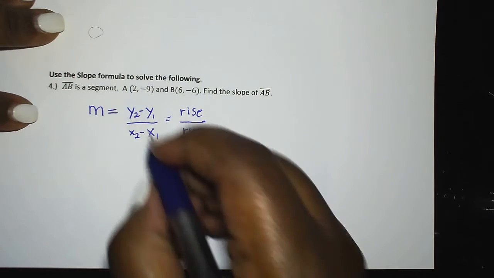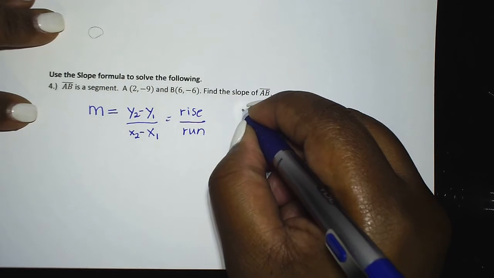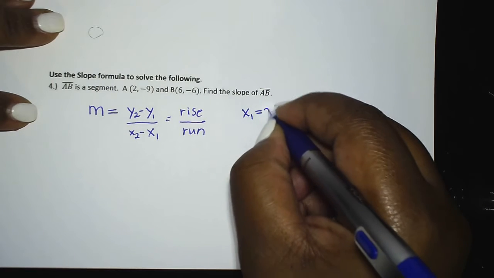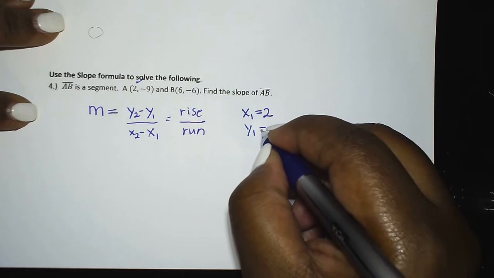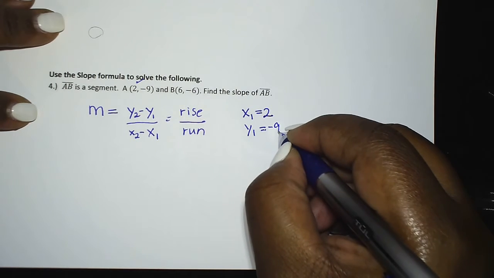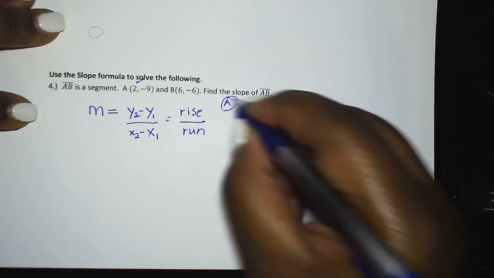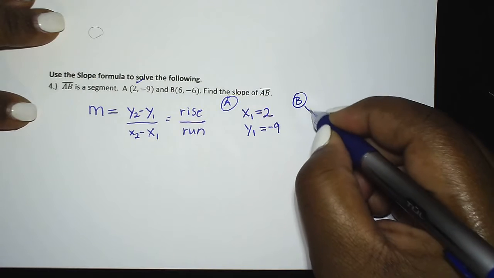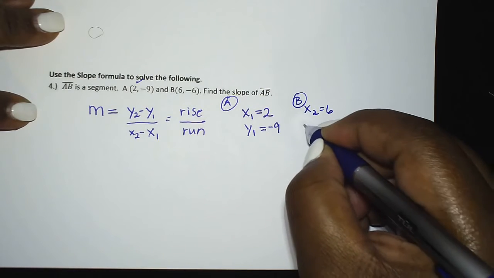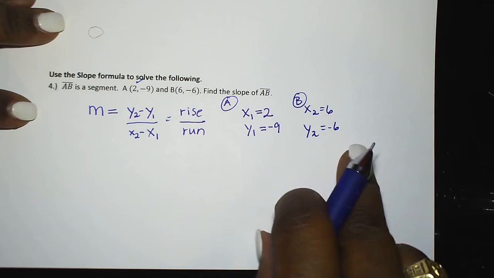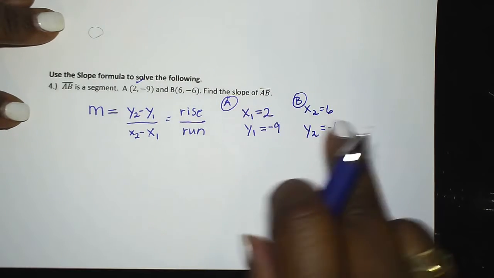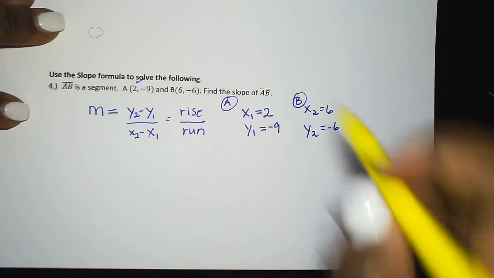So we have 2 points. Let's write down our values. X sub 1 is equal to 2. It's right here. Y sub 1 is equal to negative 9. That's from the A point. The B point, X sub 2 is equal to 6. Y sub 2 is equal to negative 6. I encourage students to write it out, so therefore when you're substituting, you'll use the right values.